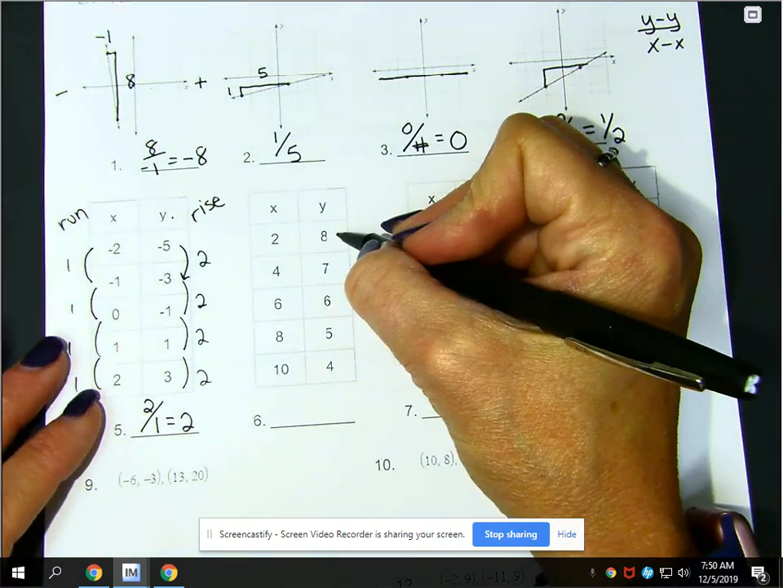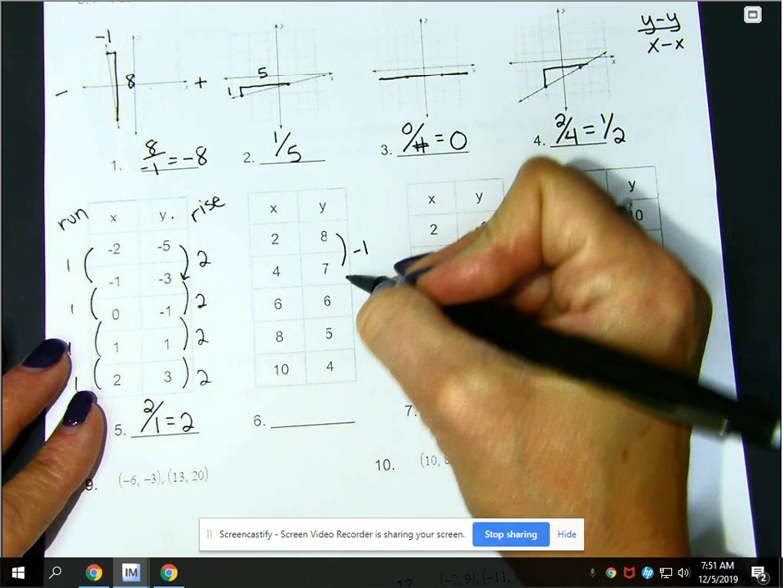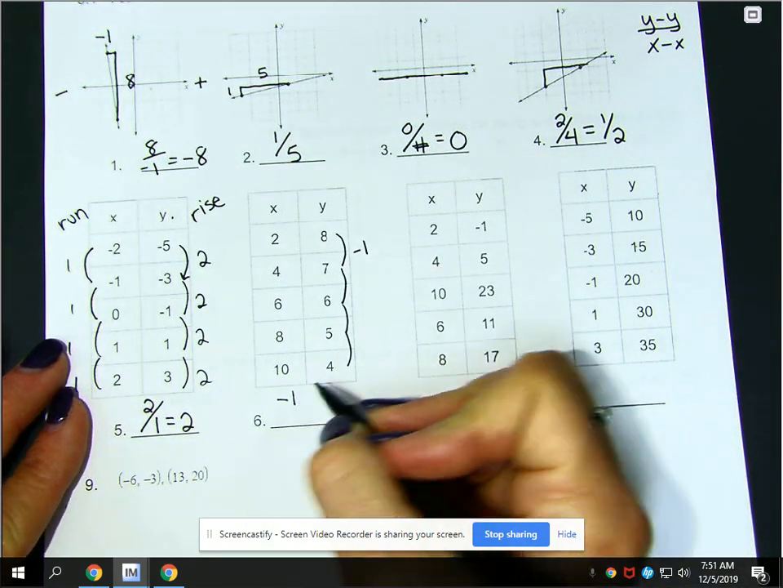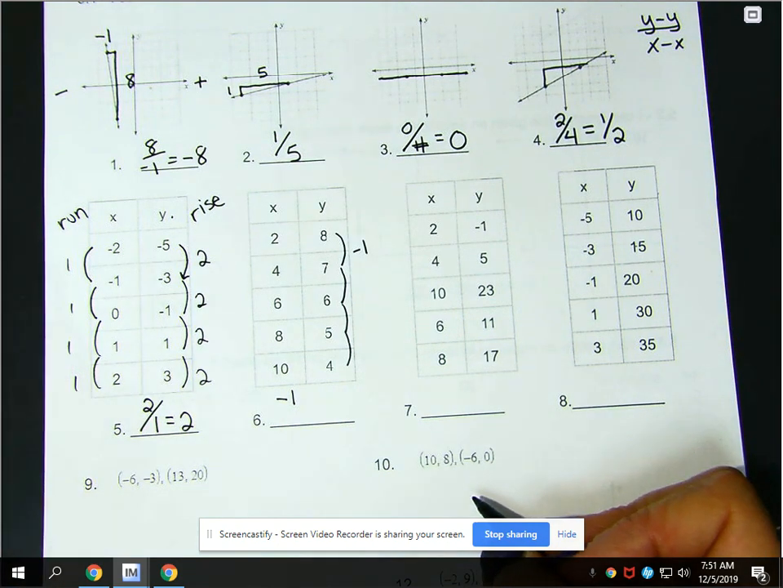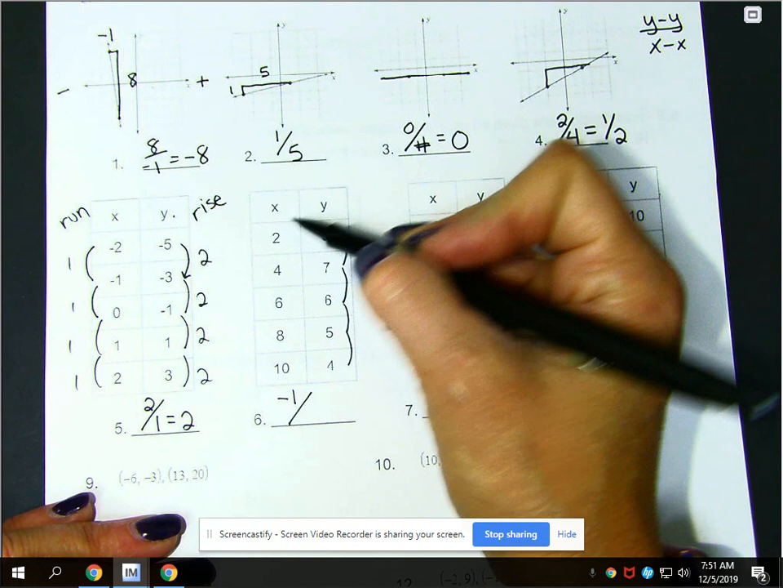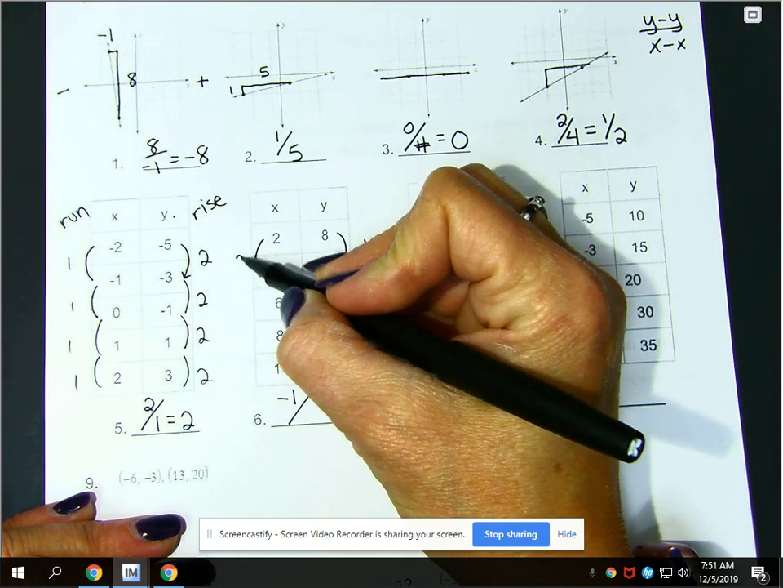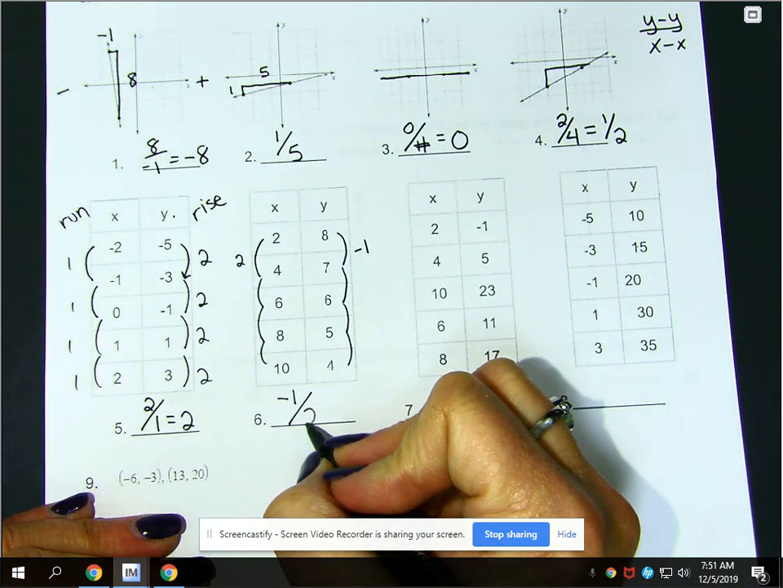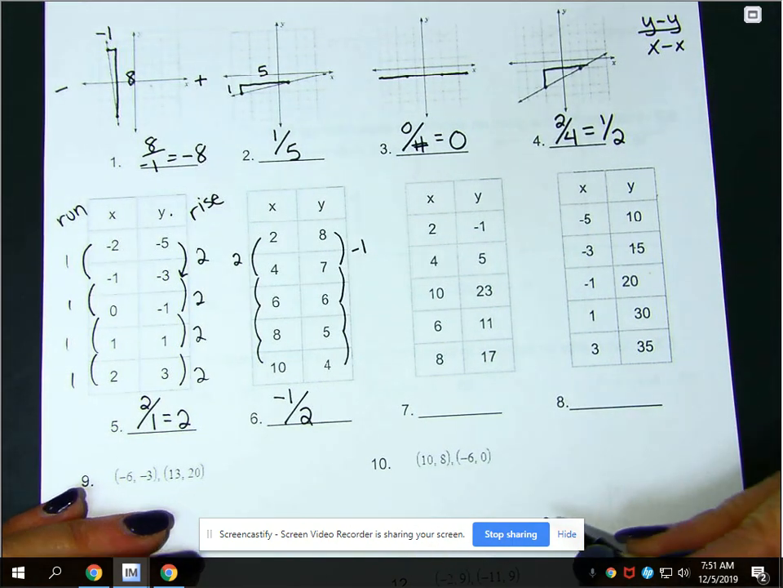All right, for the next one, 8 to 7 is -1, -1, -1, -1. So our change in y is consistently subtracting 1. Our change in x, that's your run. 2 to 4 is adding 2. 4 to 6, 6 to 8, 8 to 10. Consistent, your slope is -1 over 2.